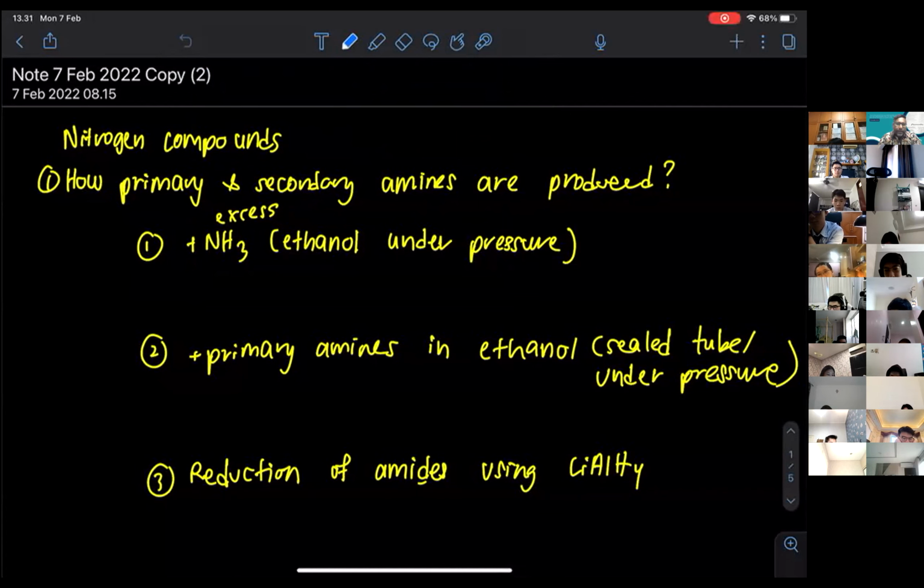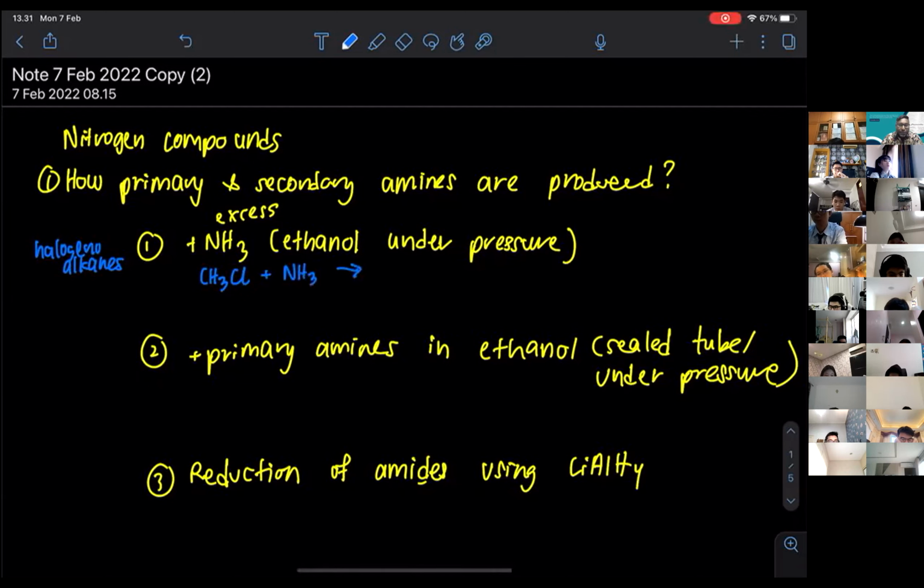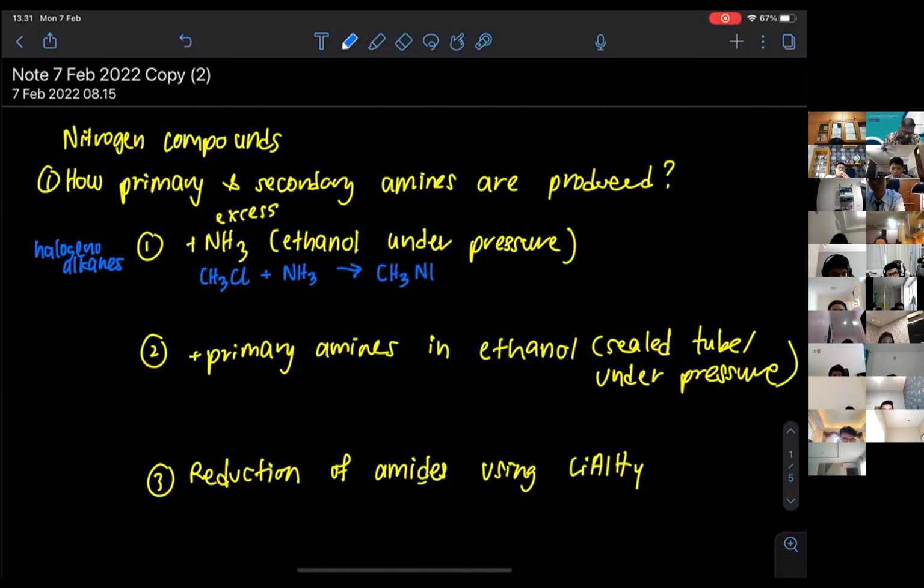How do we write that? So what reacts? Basically this is going to be a halogenoalkane. I will use this example, CH3Cl, a halogenoalkane. When you react CH3Cl with ammonia under the condition mentioned, what you will get is CH3NH2 plus HCl. So you do get amine. This is going to be one of the reactions.